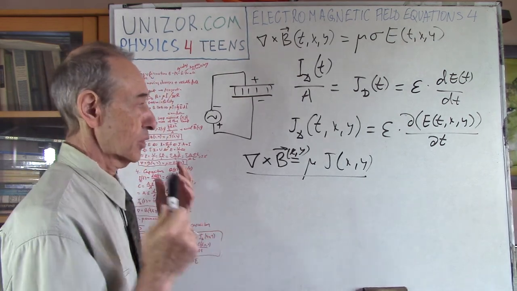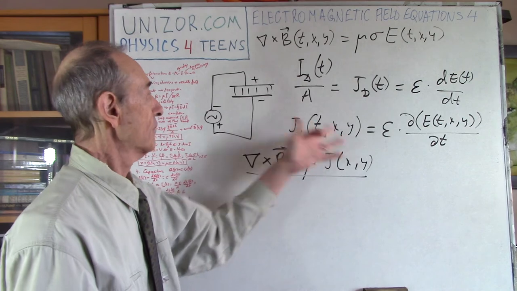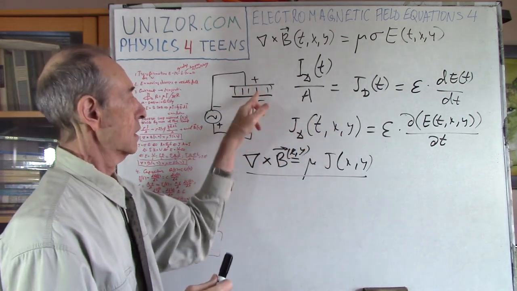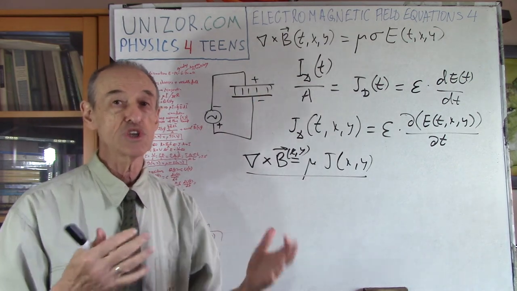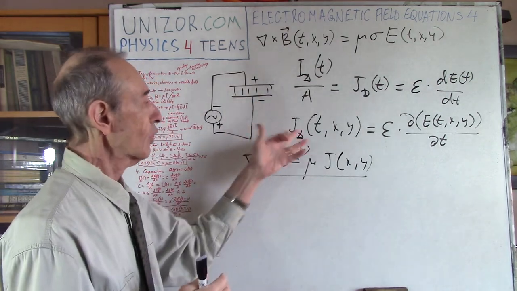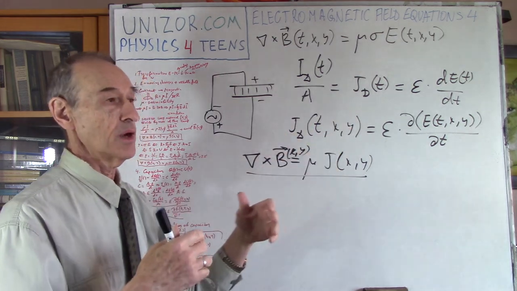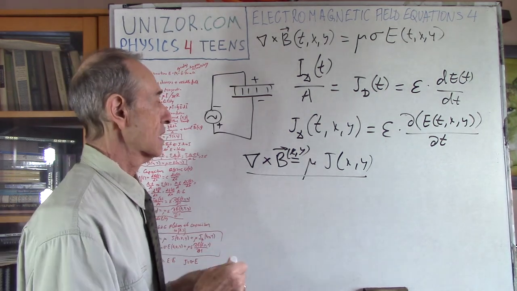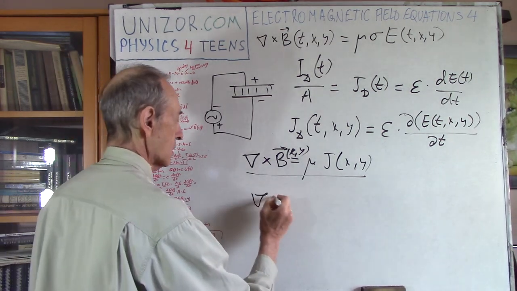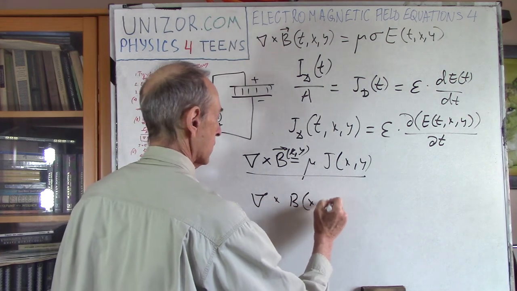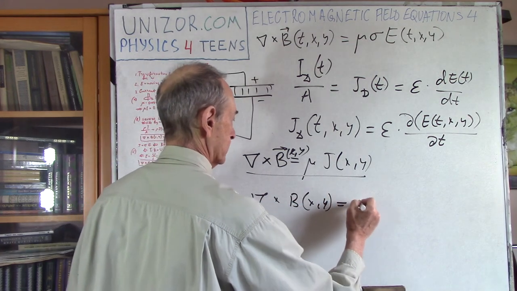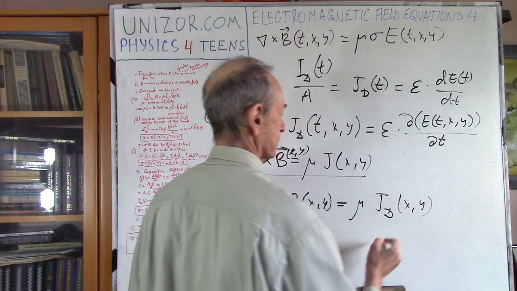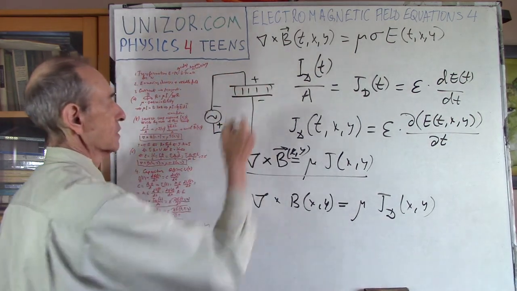Now, again, what Maxwell suggested is that whenever there are no electrons, but there is still a movement of some kind, the electric field is changing, we can talk about this displacement current, which basically plays exactly the same role as in this case, which means that the same type of equation, nabla times B of (x, y), should exist with J_d of (x, y), with displacement current in between here.